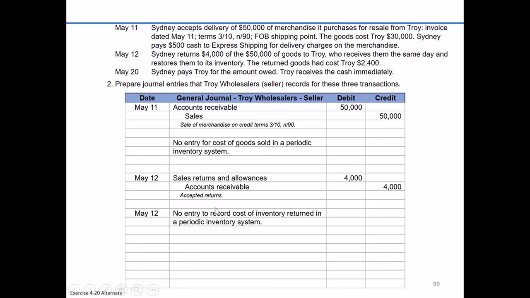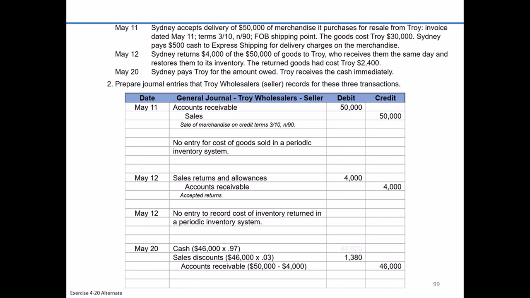In the perpetual system, when there was a physical return, you've got to increase merchandise inventory for what was put back on the shelf. You also have to decrease cost of goods sold. Since we didn't reflect that originally when we sold those items, we also cannot do that when we have the return.